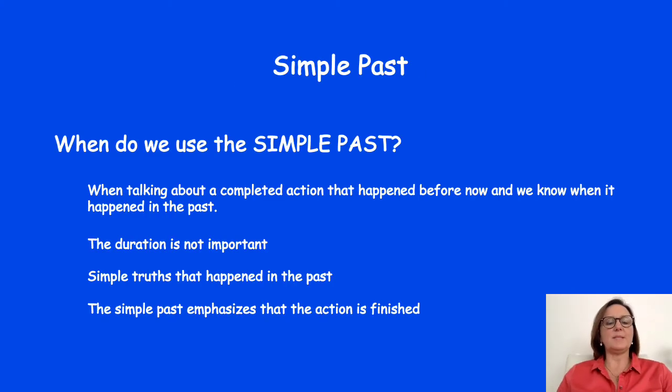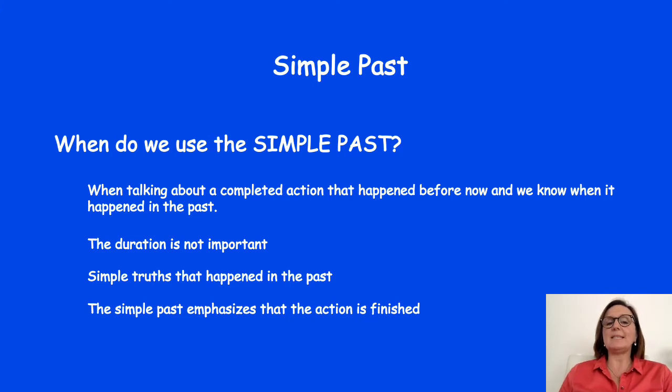So when do we use the simple past? Well, we use the simple past when we're talking about a completed action that happened before now, that means in the past, and we know when it happened in the past. For example, yesterday, in 1972, 2 weeks ago. So we know a definite time and whatever happened is completely finished and it happened in the past, i.e. before now. The duration is not important.